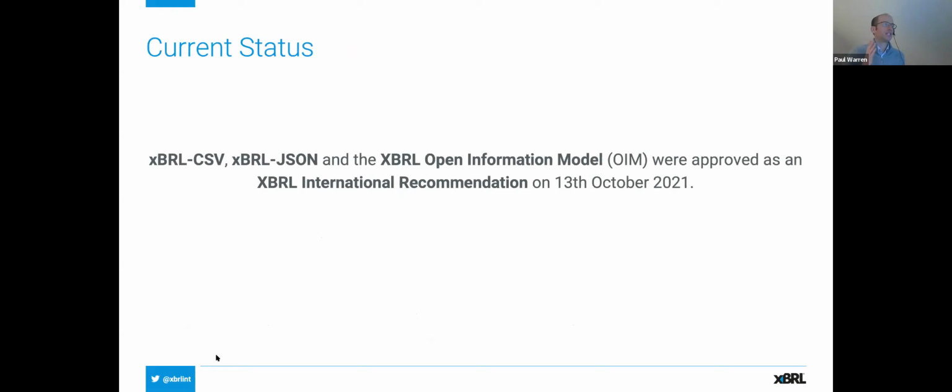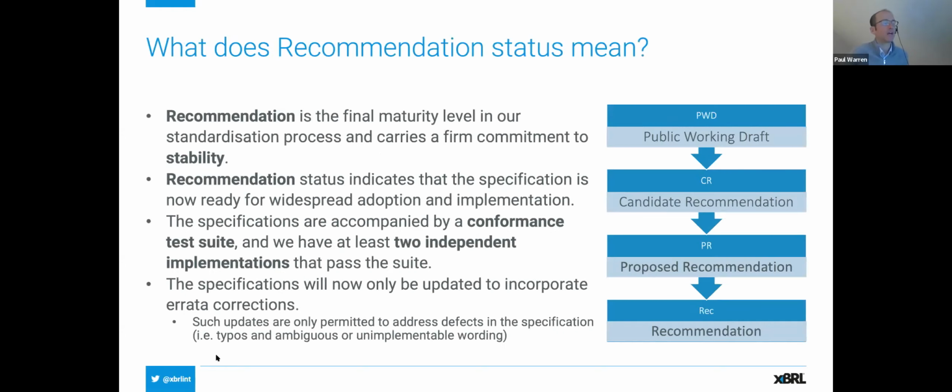So as John's mentioned, these standards are now all at recommendation status, which is the final stage of our standardization process. It indicates that the specification is final, stable. It's not going to be changed except to correct any errata issues that come up. We've only got to this stage because we've got 2 independent implementations of the specification that are passing the test suites that we have. So the recommendation status gives you a significant guarantee of the maturity of the specification.